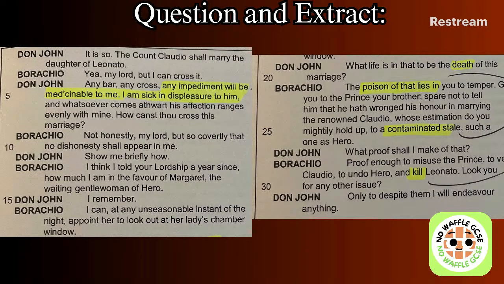Okay. Barrachio says, "No, not honestly, my lord, but so covertly that no dishonesty shall appear in me." Don John says, "Show me briefly how." Barrachio says, "I think I told your lordship a year since how much I'm in favour of Margaret, the waiting gentlewoman of Hero."